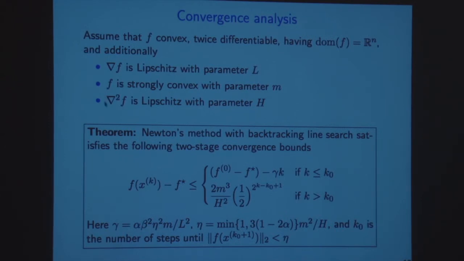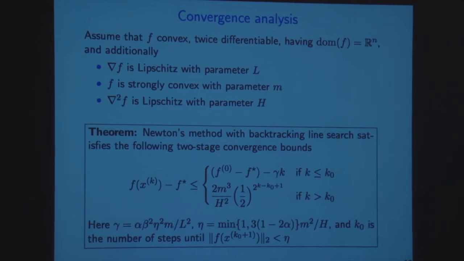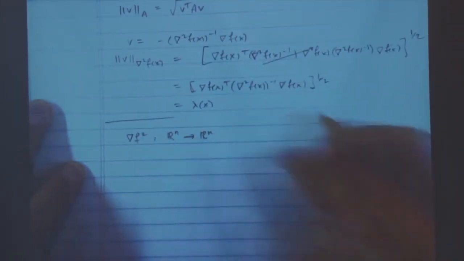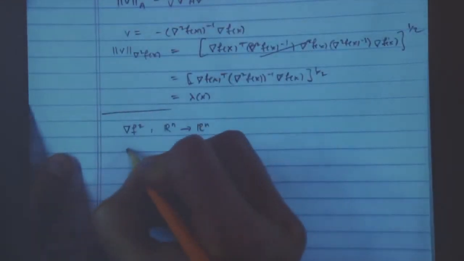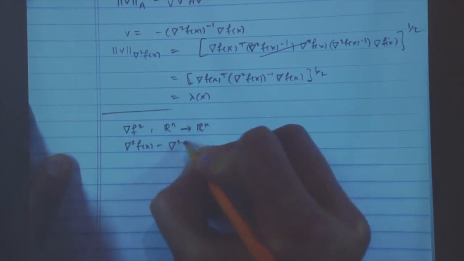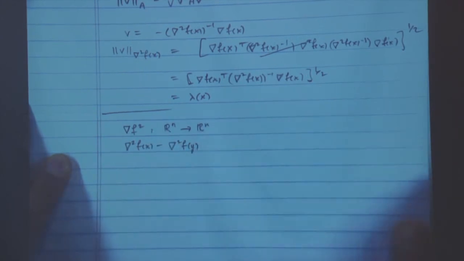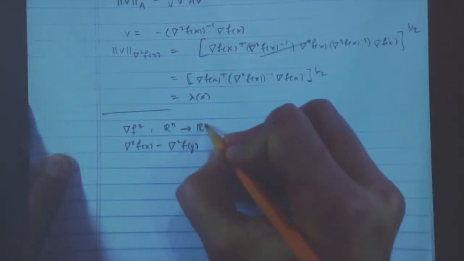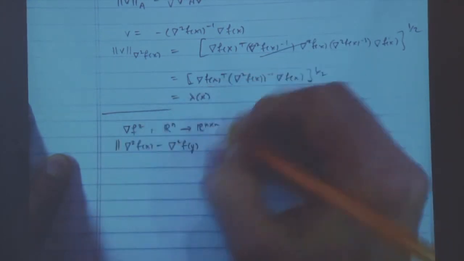We're going to assume one more thing with Newton's method, which is that the Hessian is itself Lipschitz with parameter H. So remember, the Hessian is an operator that goes from Rn to Rn by n. It's still okay to define Lipschitzness in this scenario. We might just define it like this.